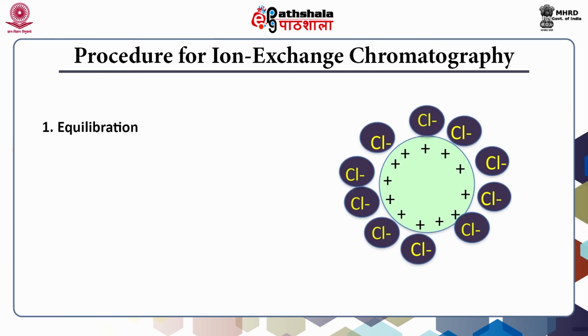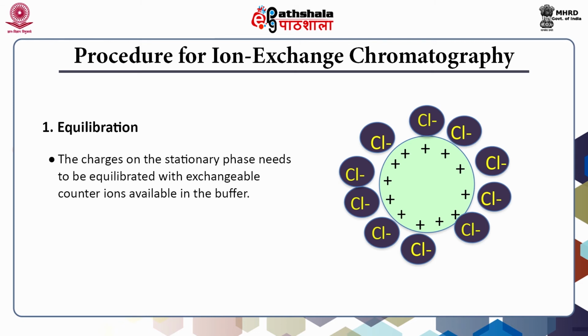Here we will discuss the first step, that is equilibration of the ion exchanger. What does it mean? The charges on the stationary phase need to be equilibrated with exchangeable counter ions available in the buffer, for example, chloride ions for an anion exchanger. Chloride ions are negatively charged, and the anion exchanger contains positive charges on its surface. You can appreciate this in the figure on this slide.